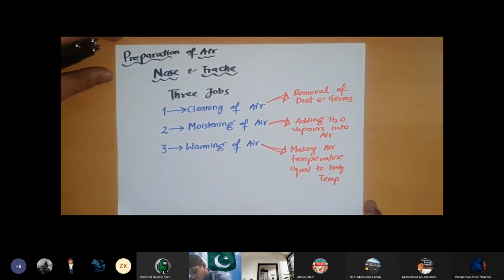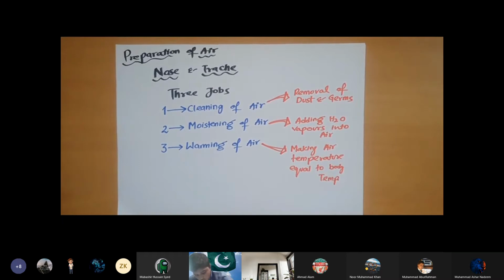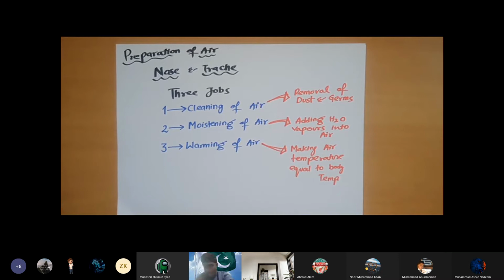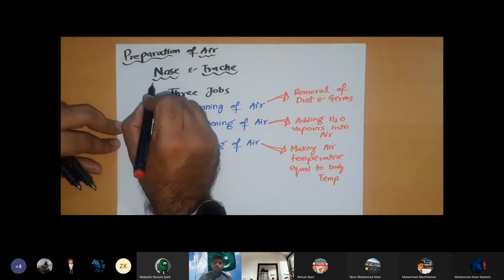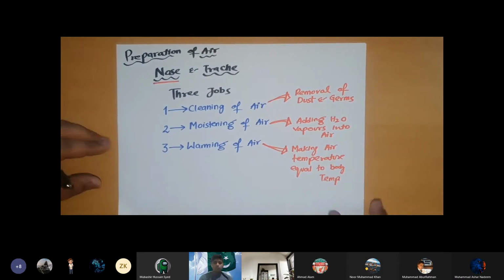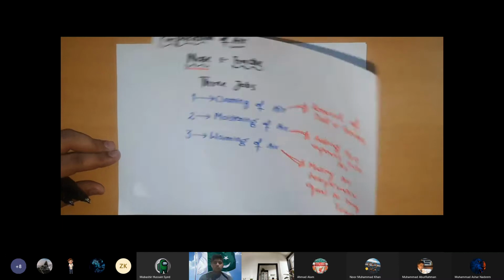Now, as I was saying, even in the summer season, and in the winter season definitely, the temperature around us is lower than our body temperature. Even in the summer season, we are always in the air conditioner because we are living in a very modern world right now. So the temperature around our body is very low, so it must be increased to our body temperature. Now, how do the nose and trachea perform this job? For that purpose, let's take a dip into this topic.